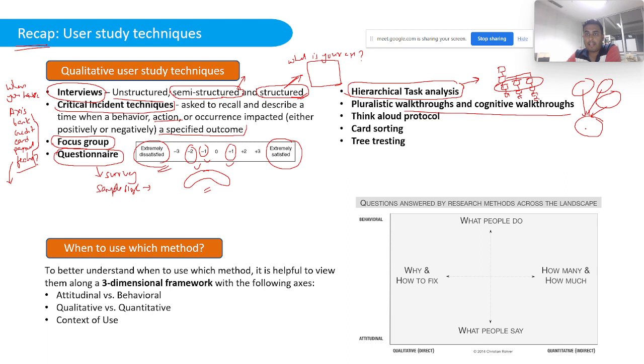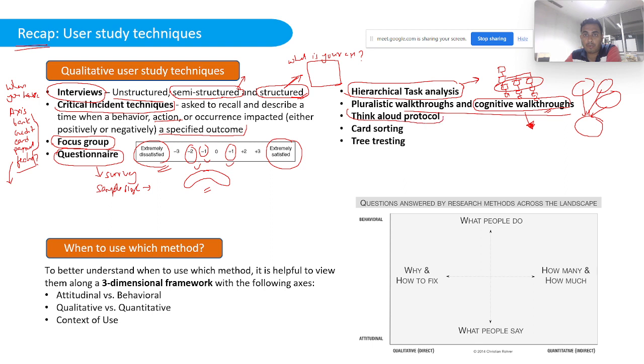Similarly, cognitive workflow is about identifying scenarios where users face issues, and by observing or by asking the user later, like why you got stuck in that particular phase, you can get to know about the blocks, the mental blocks, or the cognitive processing blocks that the user faces while executing any task. So that can be identified using this sort of user study technique.